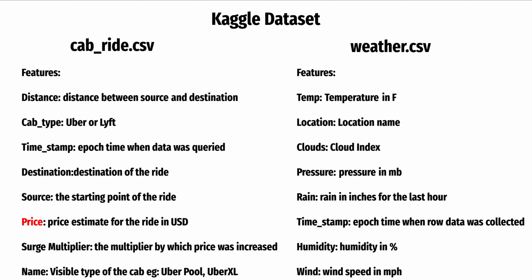It consists of two parts, the cab ride data and weather data. Each of these two datasets has 8 features, and our goal is to predict the price variable based on other features like riding distance and humidity.